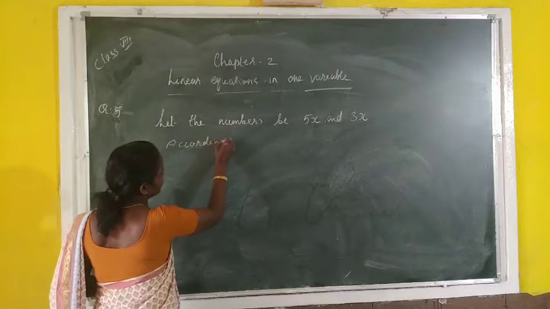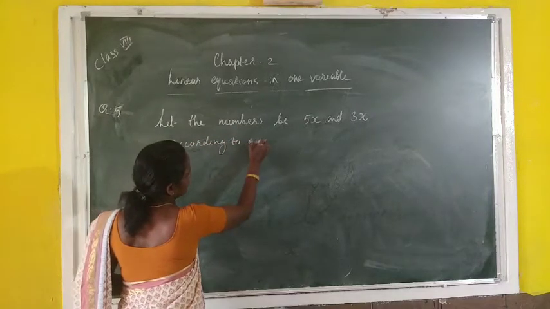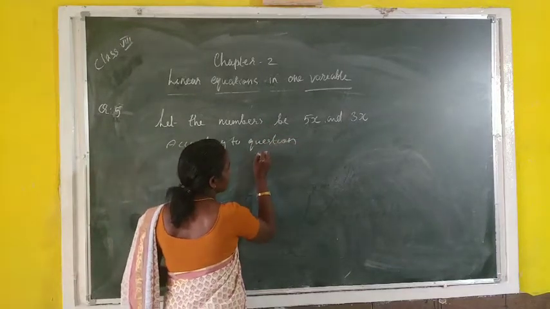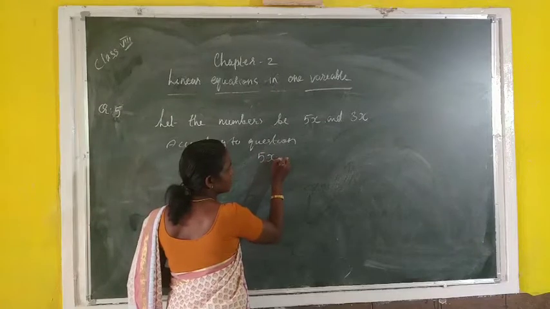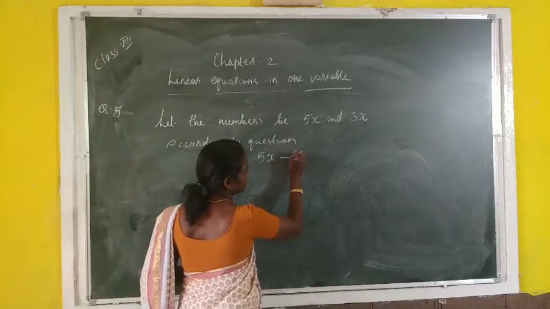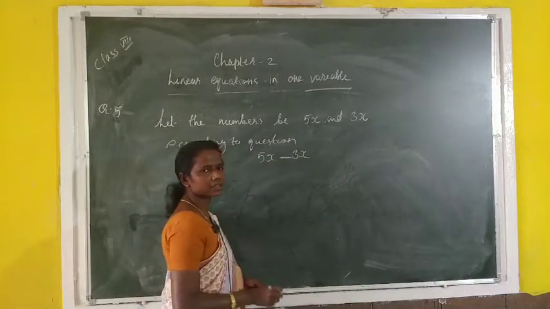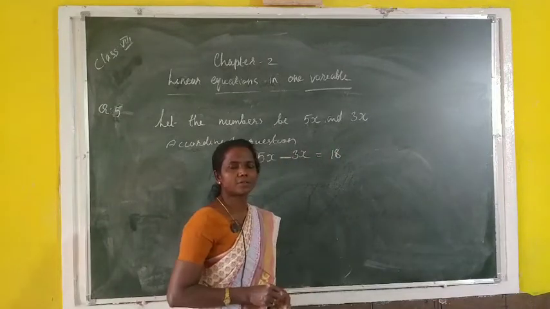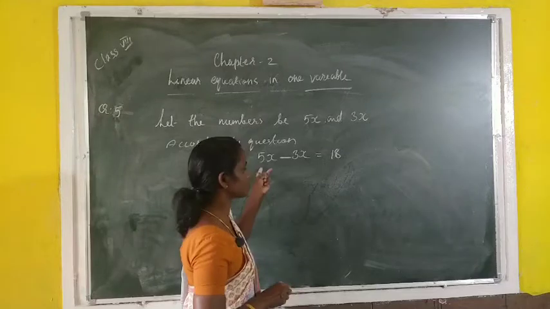So we can write the equation according to the question: 5x minus 3x. 5x minus 3x is equal to which number? 80. Find the numbers. Then we can solve this equation.